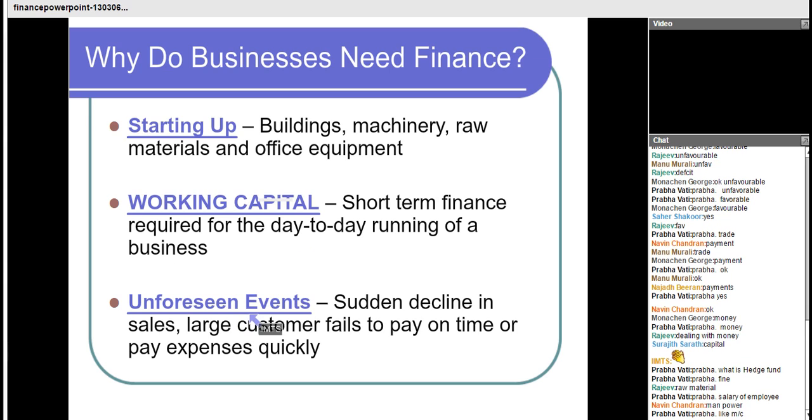So working capital is that. Then unforeseen events. Unforeseen events are emergencies. As we keep money with us for meeting any emergency in our personal life also, similarly, business also has some funds created for the purpose of meeting the unforeseen events.